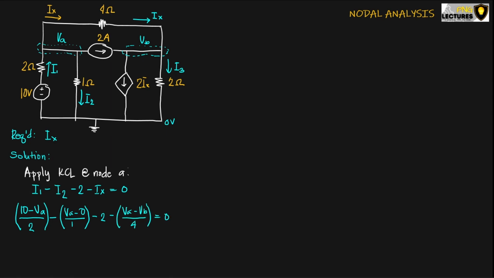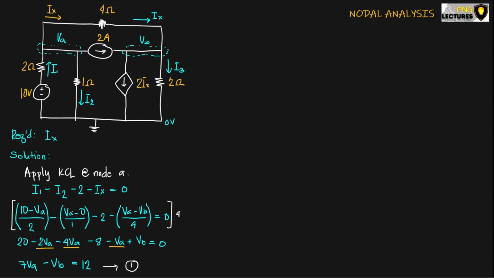We can observe that the LCD is 4, so we just have to multiply it by 4. So 4 over 2 is 2 times 10 is 20 minus 2VA. 4 over 1 is 4 times VA is negative 4VA. 4 times 2 is 8, and then 4 over 4 is 1. We just have to multiply it. Okay, so now we just have to combine similar terms and then simplify this equation. Rearranging the equation, we have 7VA minus VB equals 12. This is our equation number 1.